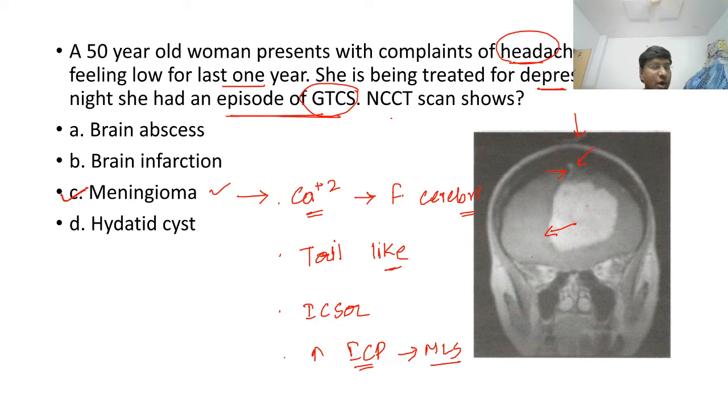Okay, now the question always comes to the students, how to identify the other lesions. How will the CT scan look in brain abscess, in brain infarction, and in the case of hydatid cyst? Let me explain.